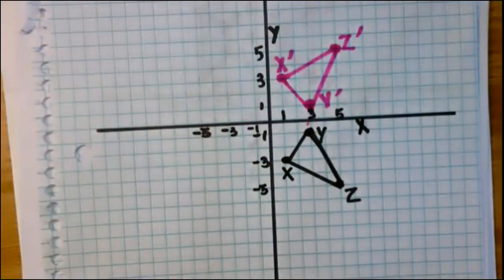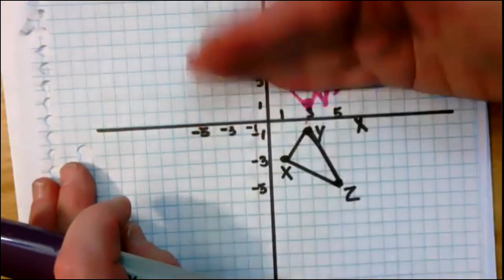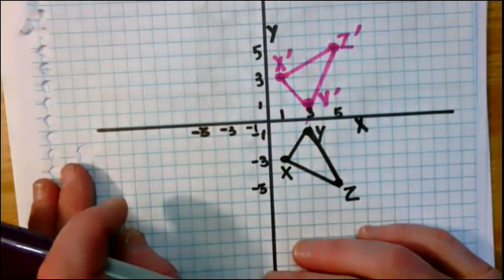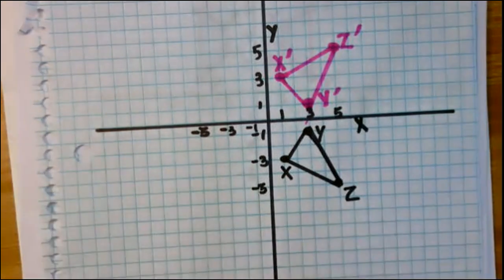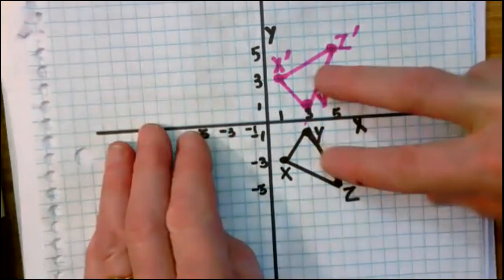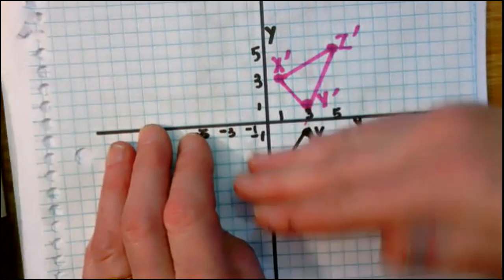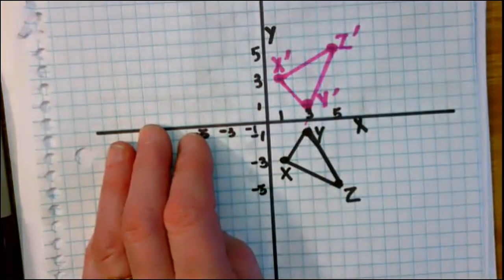And that is a reflection. It's a mirror image, but we just flipped it. Okay. And notice that it's the same shape, the same size, the orientation and the position have changed.